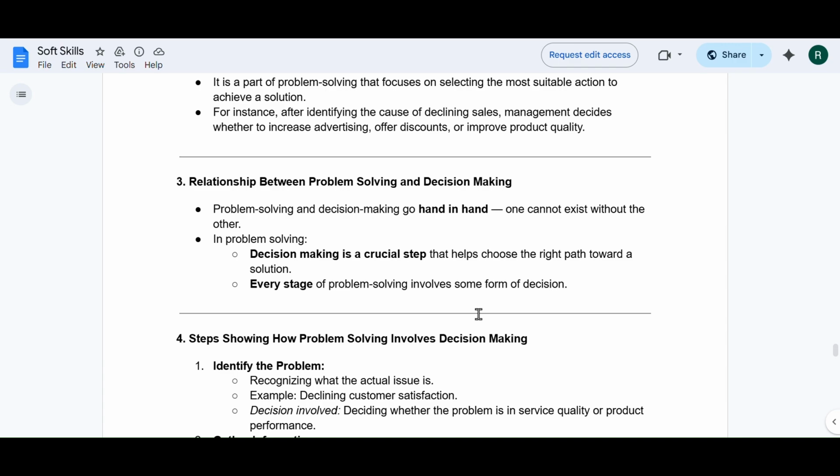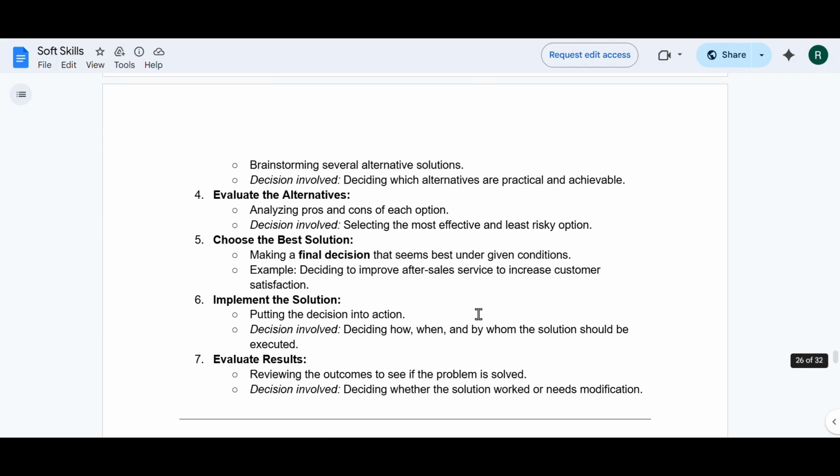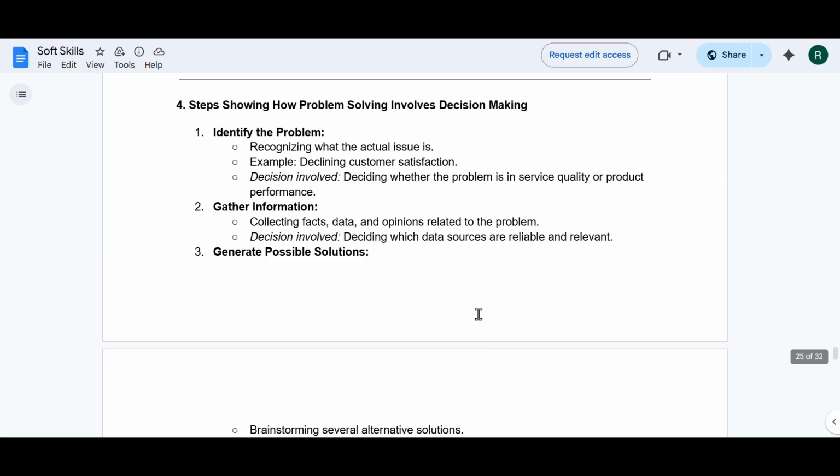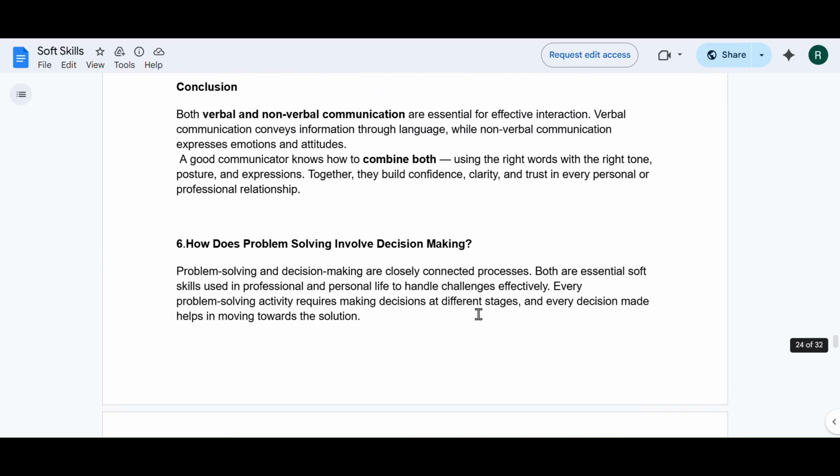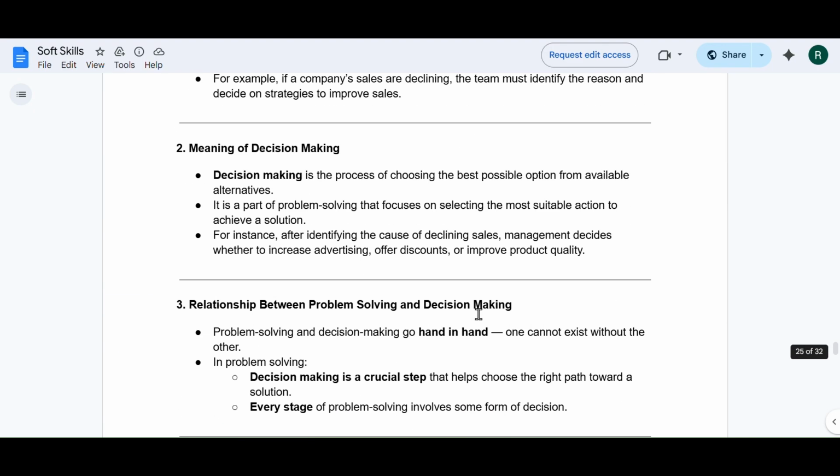In every stage of solving a simple or complex problem, we involve our decisions in some form. Only a perfect decision might solve a problem. Without the decision, the problem will not be solved. Okay, all these are the basic steps. So this is about how problem solving involves decision making.